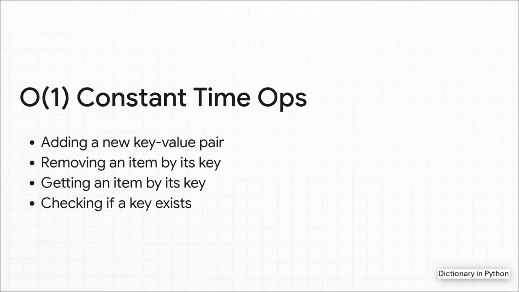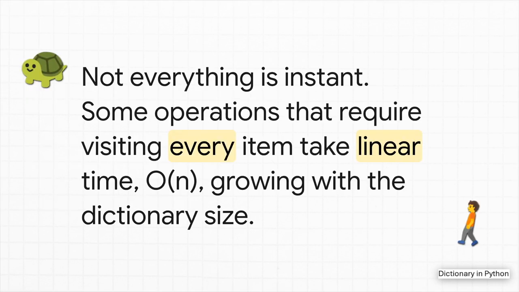Think about it. Adding a new key-value pair? Bam, it's instant. Deleting one? Poof, it's gone. Fetching a value using its key? Here you go. Even just checking if a key exists in the first place, it's all practically instantaneous. Python just hashes the key and goes right to the spot. No searching required.